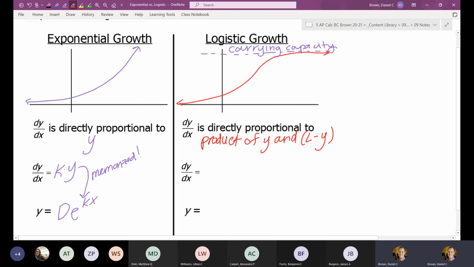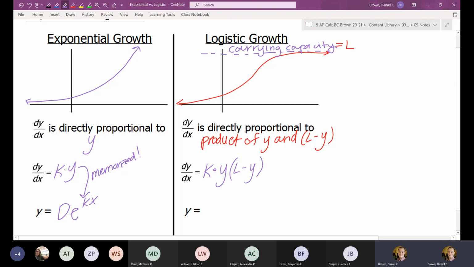It typically won't be given to you in that format. What L is representing, that L is going to be the carrying capacity. And for whatever reason, we use a capital L to represent that carrying capacity. So what that gives us is the differential equation for logistic growth. That differential equation is directly proportional, so it's going to be k, directly proportional to the product of y and L minus y.